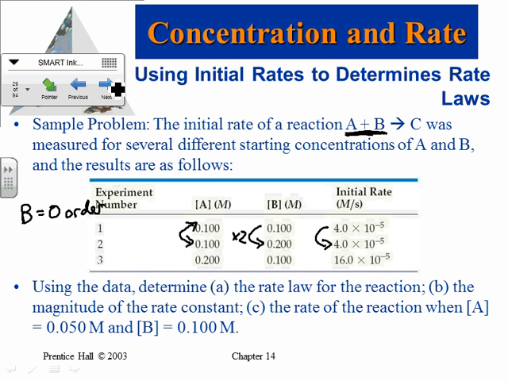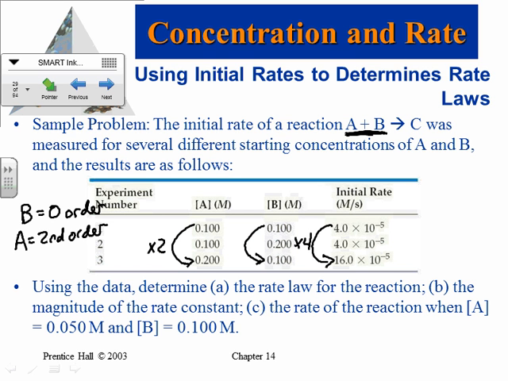Now, in the second and third experiment, we go from 0.1 to 0.2. Actually, the best ones to look at here would be 1 and 3. So from 1 to 3, we double the concentration of A, but we don't do anything for B. And notice what happens here. This actually quadruples. So that means that our A here is second order.